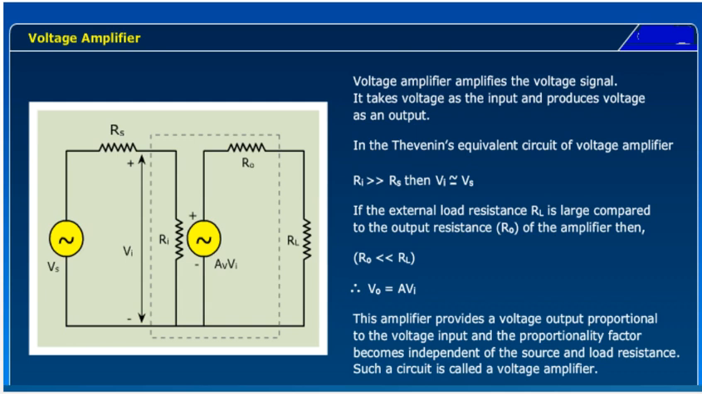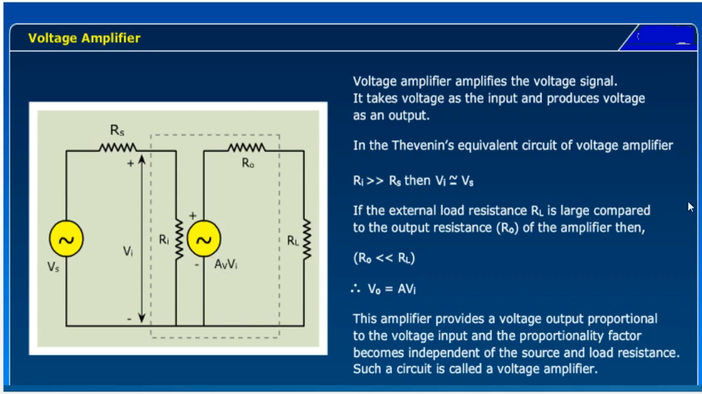This figure shows the Thevenin's equivalent of the voltage amplifier. Here the source signal is Vs and the source resistance is Rs, and this is the input impedance of your amplifier. This dotted box represents the basic replacement of your voltage amplifier in the Thevenin's equivalent. The output portion is replaced with a voltage source, that is your voltage gain into the input voltage Vi, and the output impedance is R0, and we take the output across your load resistance.